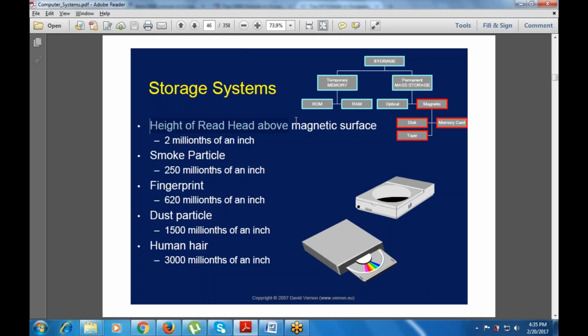The height of the read head above the magnetic surface is 2 millionths of an inch. Then a smoke particle is 250 millionths of an inch. A fingerprint is about 620 millionths of an inch. A dust particle is around 1500 millionths of an inch. Then a human hair is 3000 millionths of an inch.